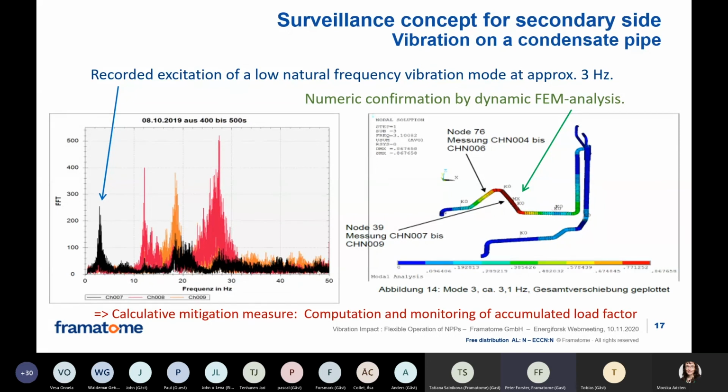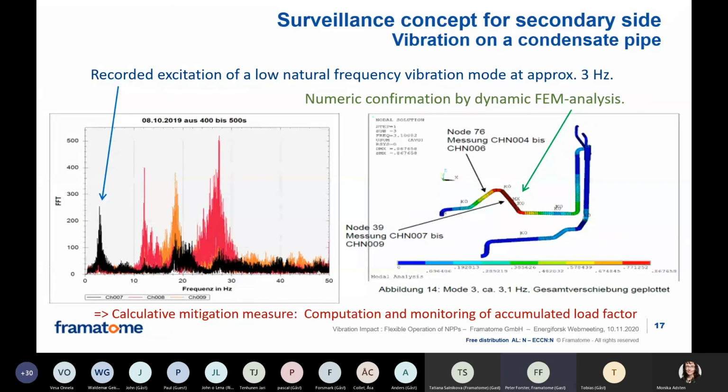That means the displacement, which normally leads to the aging or the stress of the material, has less influence at higher frequencies. So the main influence is this low frequency excitation at 3 Hertz. And on the right side, you see a parallel dynamic FEM analysis made on this pipe. And in the middle, you see the red sections with the highest movement. This was correlated with the measurement results and led to a computation and monitoring of the accumulated load factor of this pipe.